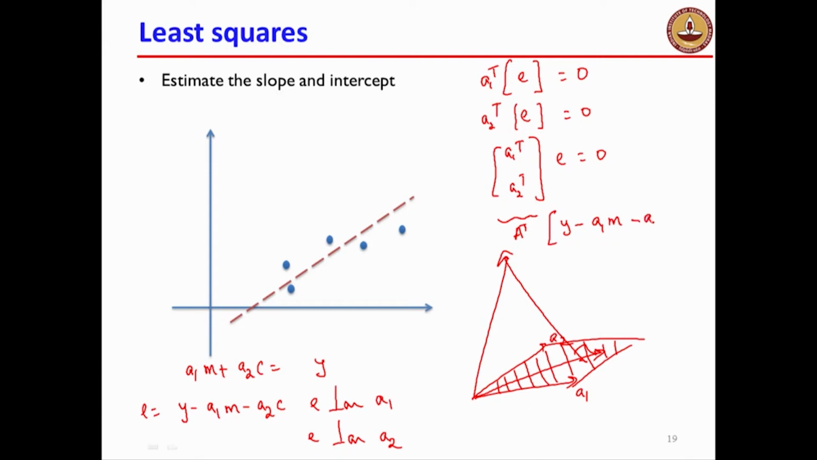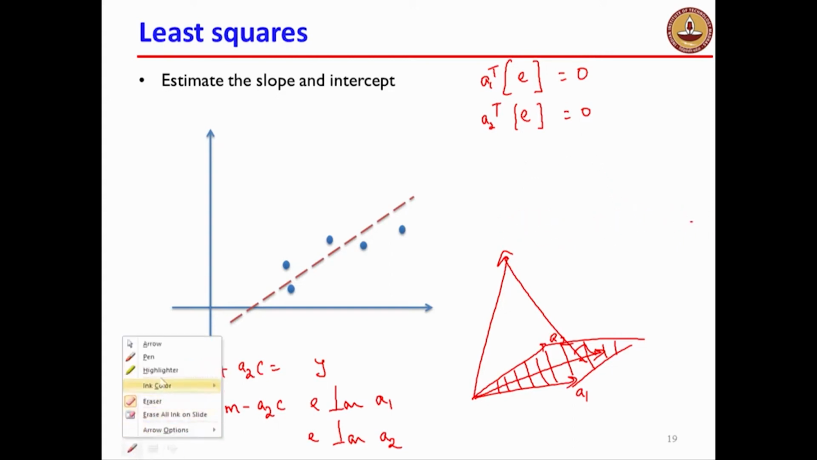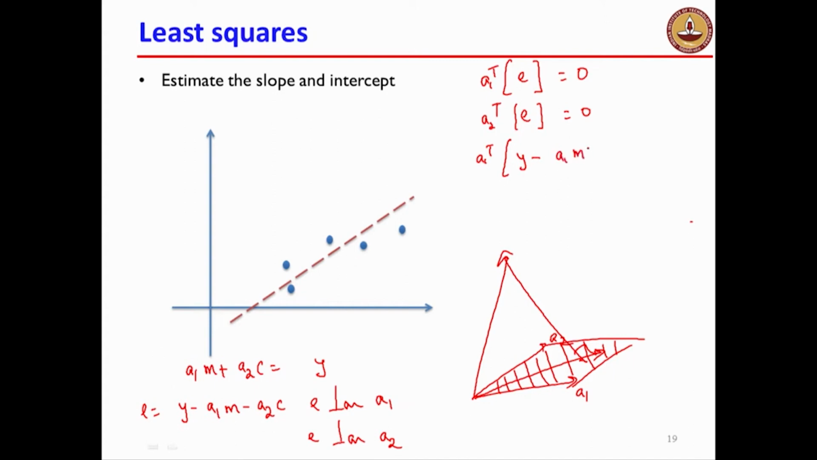A1 M minus A2 C. Okay, maybe I should have just done this. So I'll wipe this out over here. No, sorry, I'll just go back. So let me just write A1 transpose (Y minus A1 M minus A2 C) equal to 0, and then I get A2 transpose (Y minus A1 M minus A2 C) equal to 0.